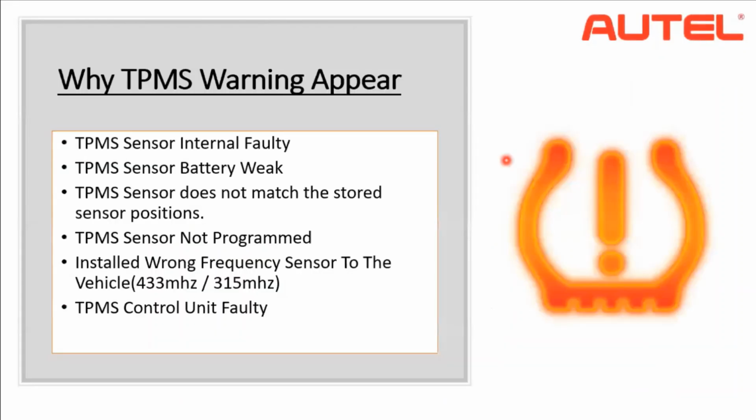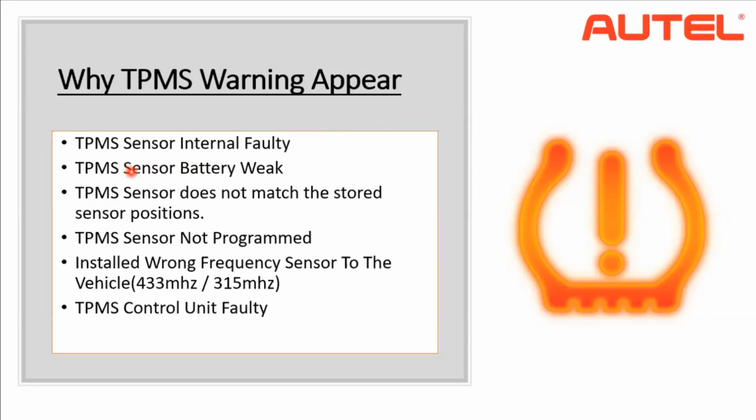So let's move on. As I have told you before, I'll be talking about different reasons why the TPMS warning lamp would appear on your dashboard. The first fault that could happen would be that the TPMS sensor is faulty. As you can see here, the TPMS sensor is an electronic component, so it can get tampered with. If the pressure valve is damaged, it becomes faulty and the warning lamp comes up.